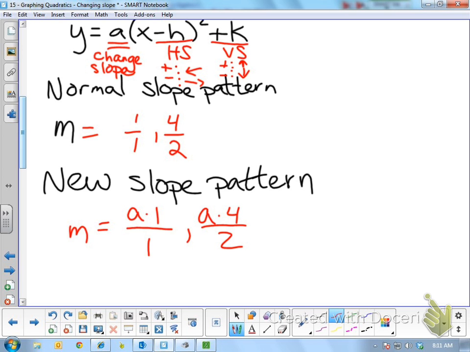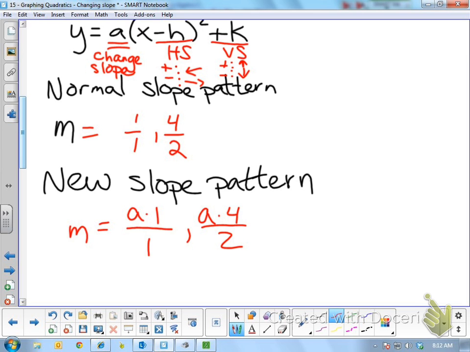Will we have to simplify it? No. I mean, well, so we are not treating these as fractions, they're patterns. So if I get like 8 over 2, that's not the same as 4. We have to keep it as 8 over 2.